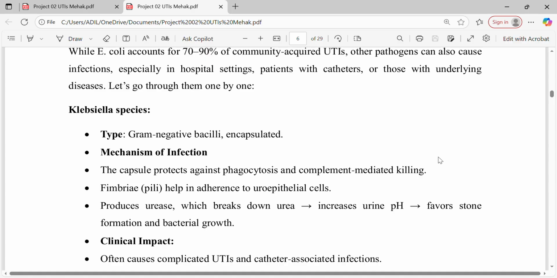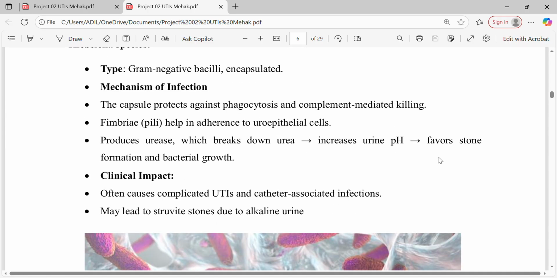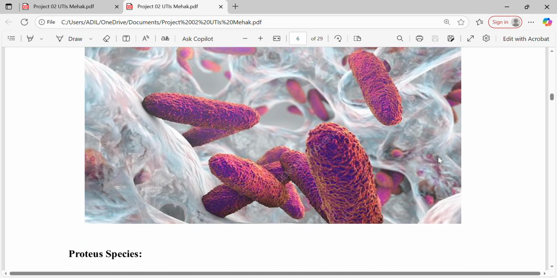Klebsiella species. Type: gram-negative bacilli, encapsulated. Mechanism of infection: the capsule protects against phagocytosis and complement-mediated killing. Fimbriae help in adherence to the uroepithelial cells. It produces urease, which breaks down urea, increases urine pH, and favors stone formation and bacterial growth. Clinical impact: often causes complicated UTIs and catheter-associated infections, and may lead to struvite stones due to alkaline urine.